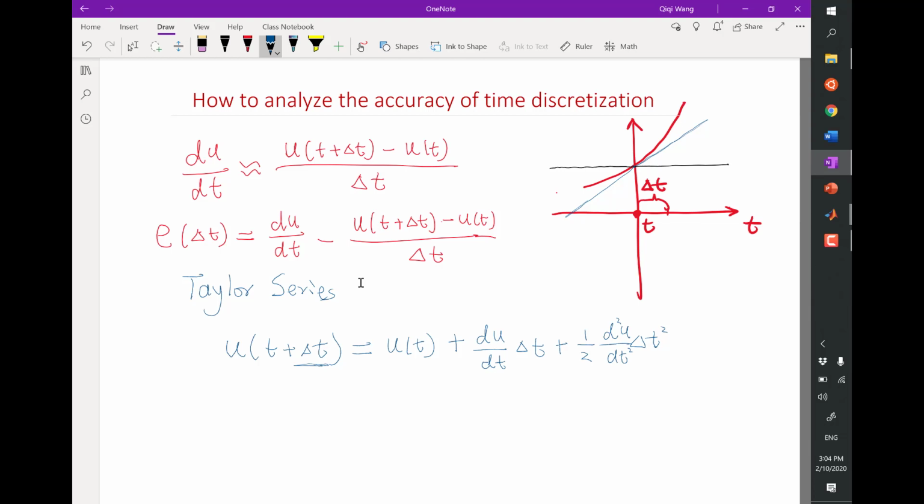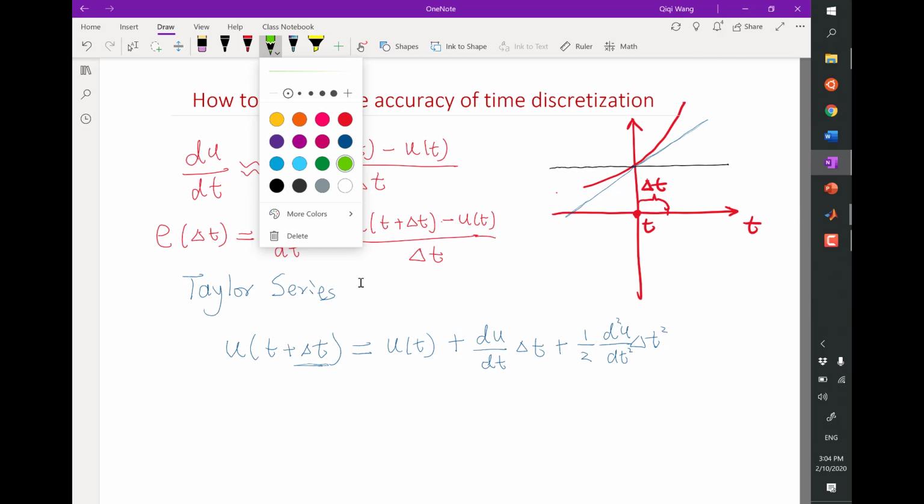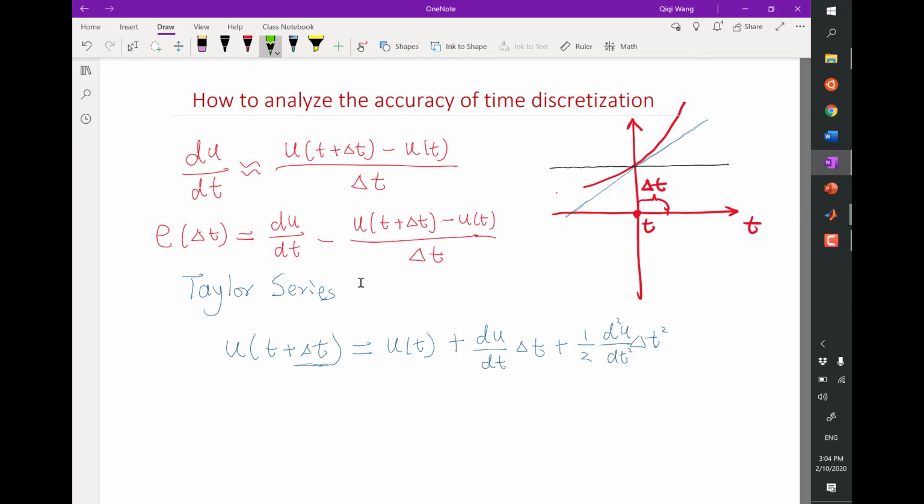Now my second order approximation is going to be a little bit different. It's going to be the linear term plus a quadratic. Okay, so the reason we have this half here is because if you take the second order derivative of this function with respect to delta t, what do you get?